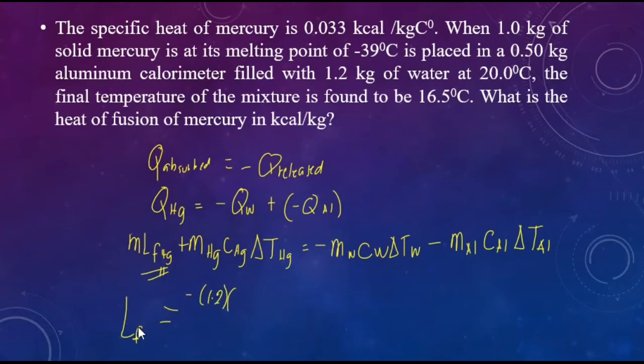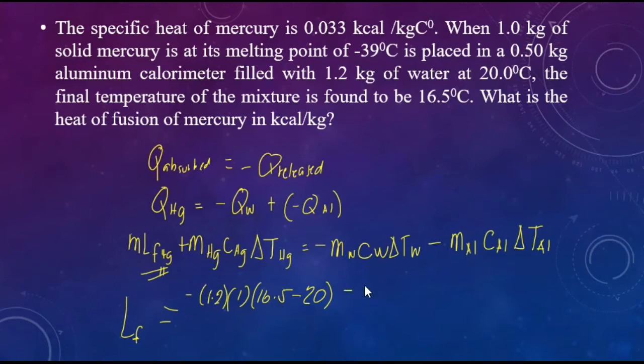Sorry. Okay, let's substitute the given. We have here the latent heat of fusion equals the negative mass of the water, which is 1.2 kilogram. c of the water is 1 kilocalorie per kilogram Celsius degree. So again, be consistent with the units. Since the specific heat capacity for mercury is in kilocalorie per kilogram, we will also use kilocalorie per kilogram for the water. So that is 1. The delta T of the water: it is initially at 20, so the final is 16.5 minus the initial 20. So you can see here that this will turn out positive.